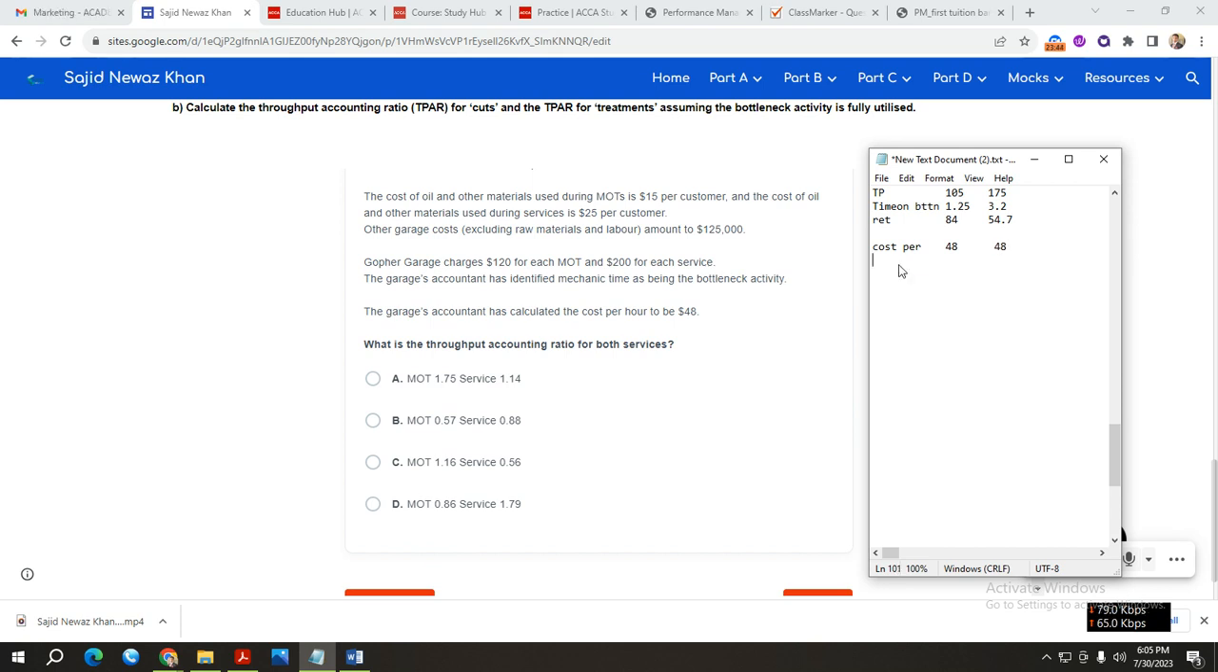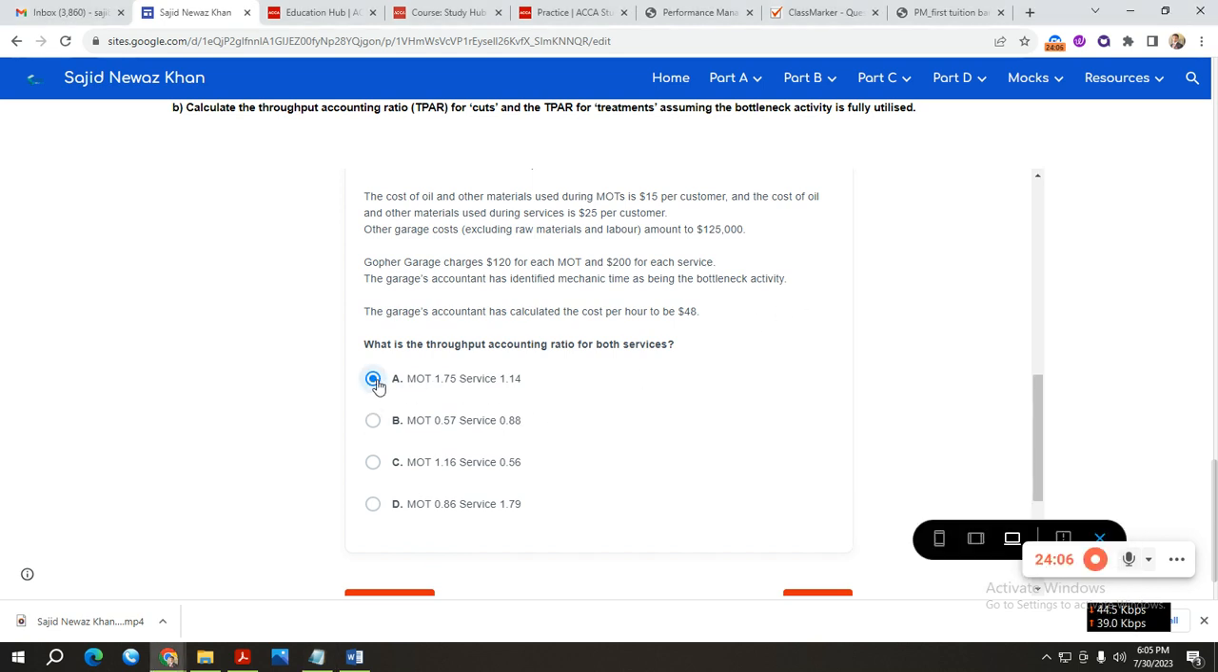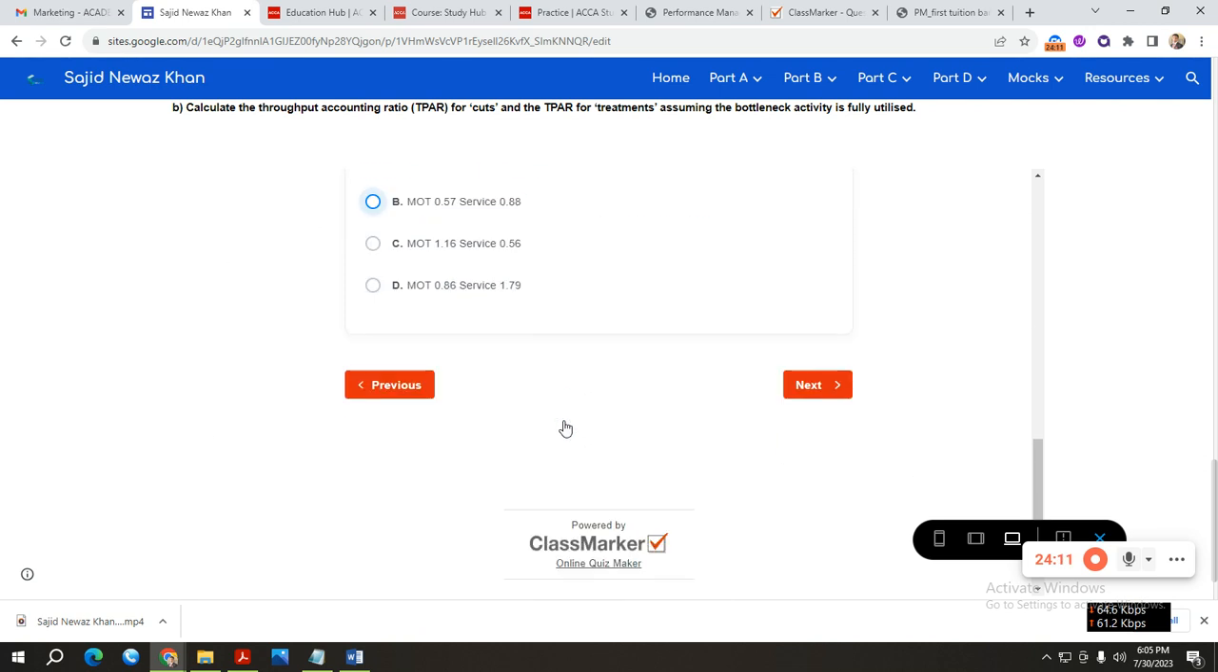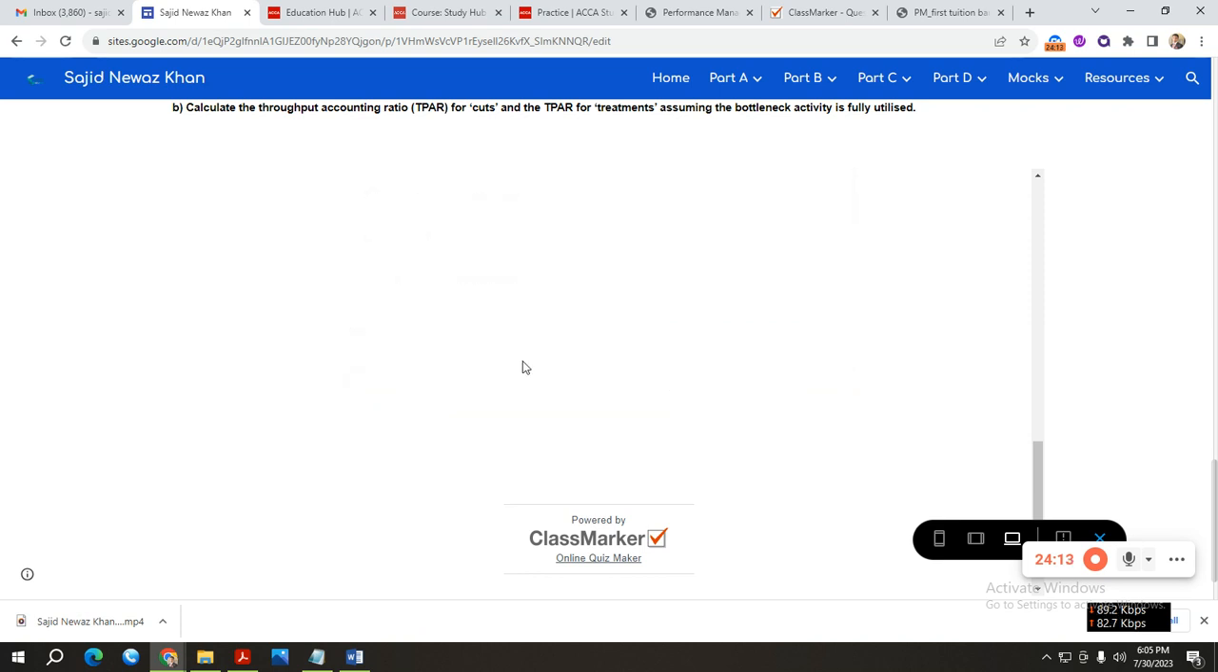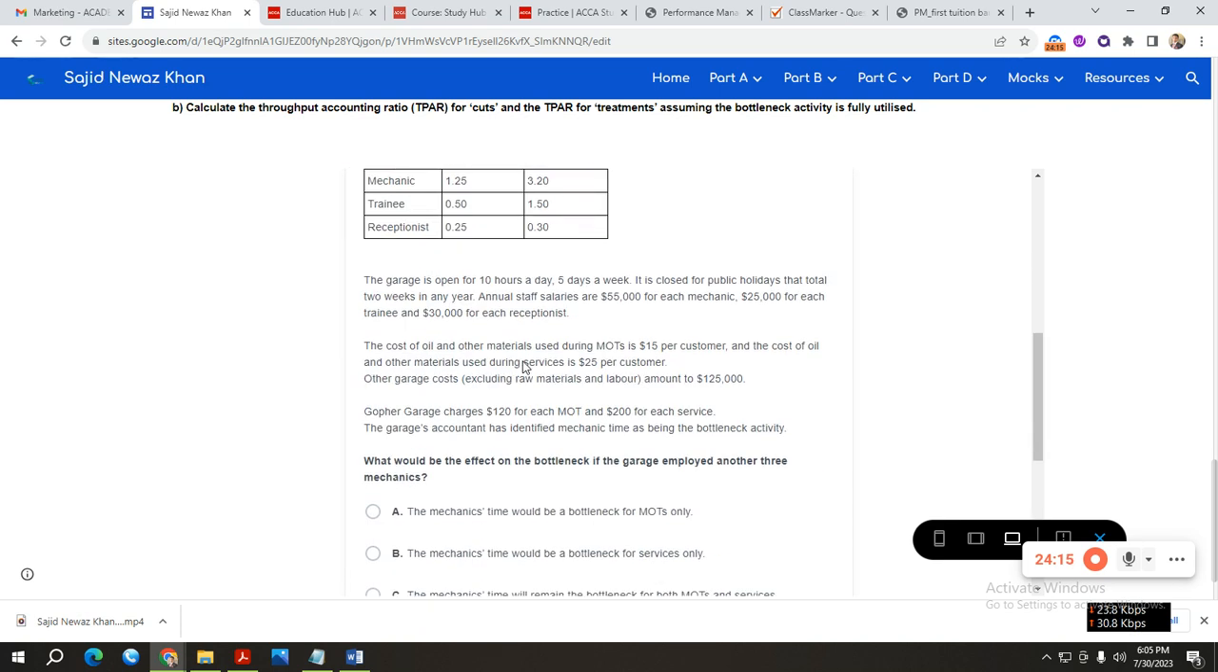Return divided by cost, 84 divided by 48. That's 1.75, my throughput accounting ratio. I think we don't need to do anything further because MOT has 1.75, so this should by default be the correct answer already. Okay. All right. Let's go to the next one.